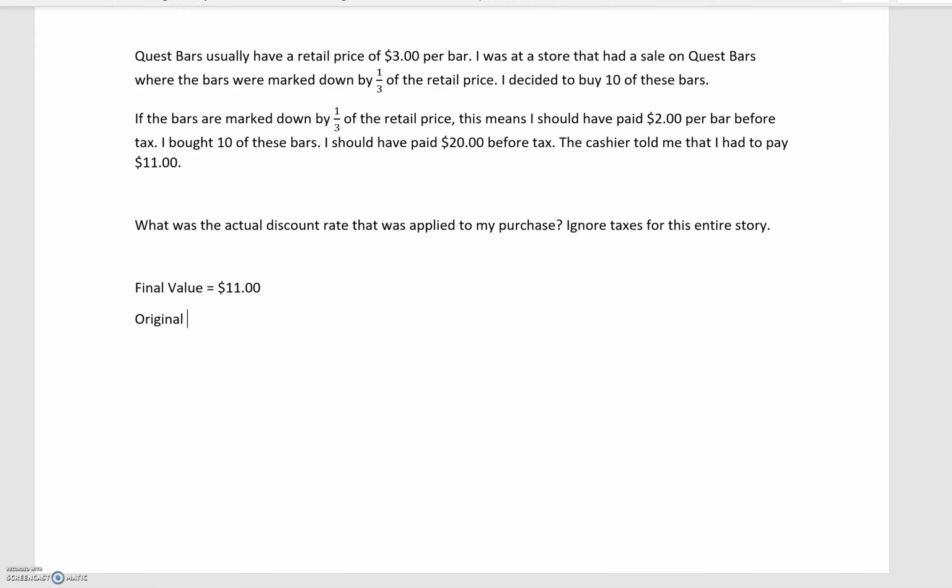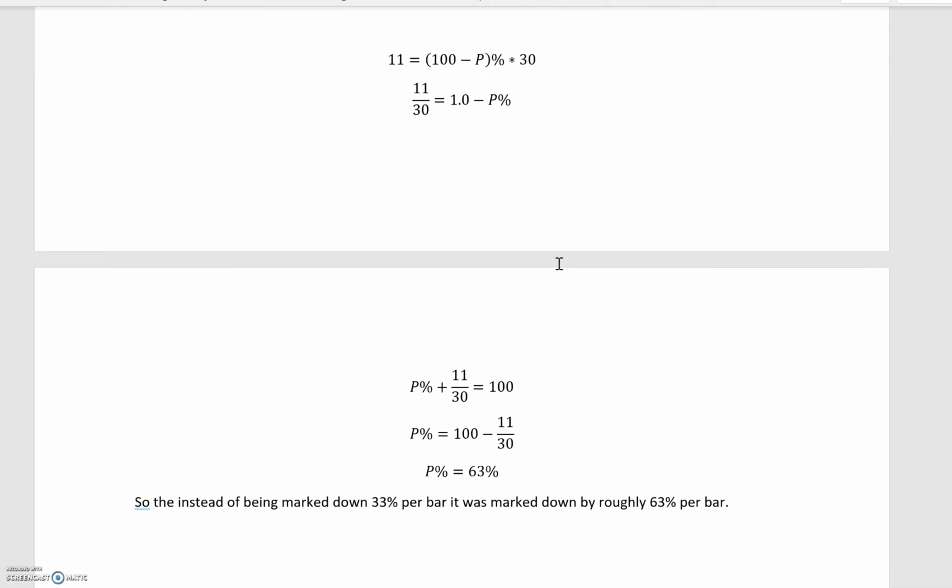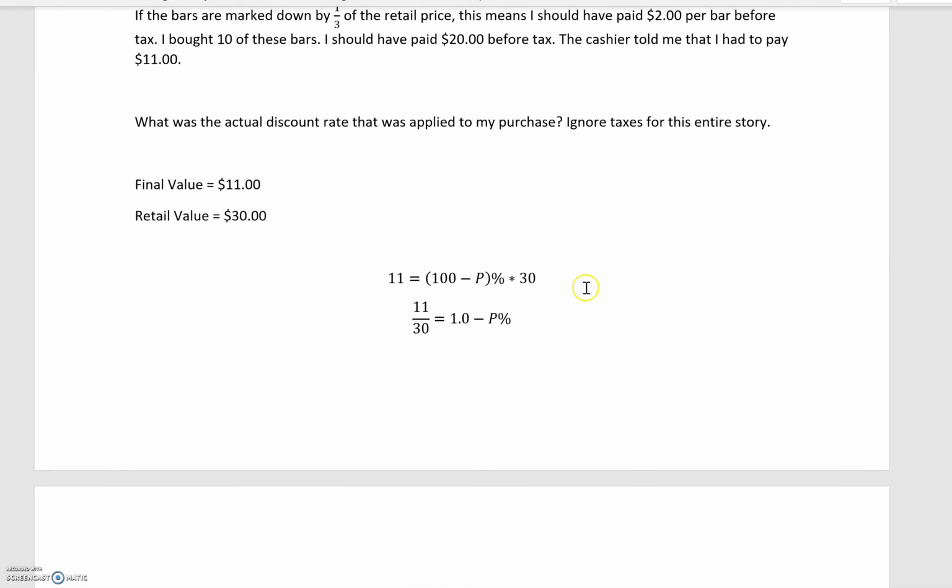Now, what is the original price here before a discount? So the retail price, the retail value for 10 Quest bars, if it's $3 per bar and I bought 10 of them, the retail price is $30, right? So we now have the following equation set up here. 11, that's the final value, equals 100 minus P percent times 30.